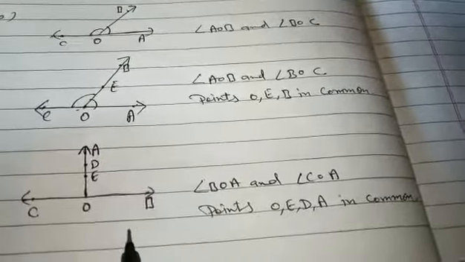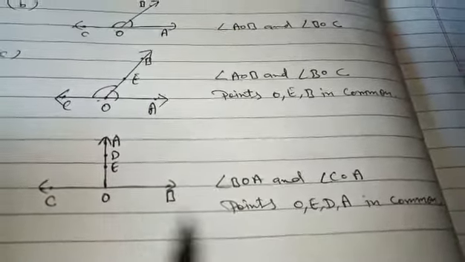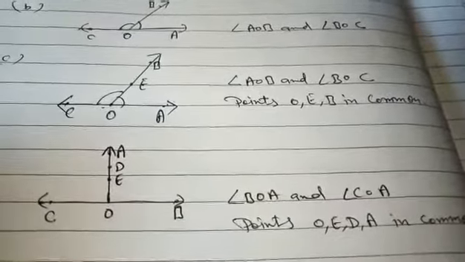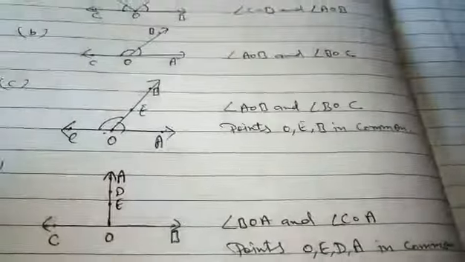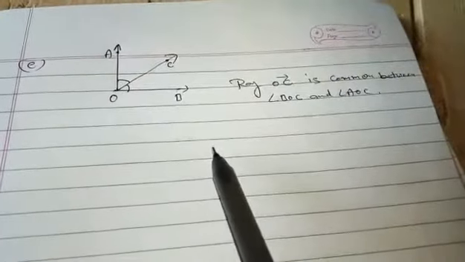Question 4 says that 4 points are in common. So you do these types of figure and you write OEDA in common. So it is clear.